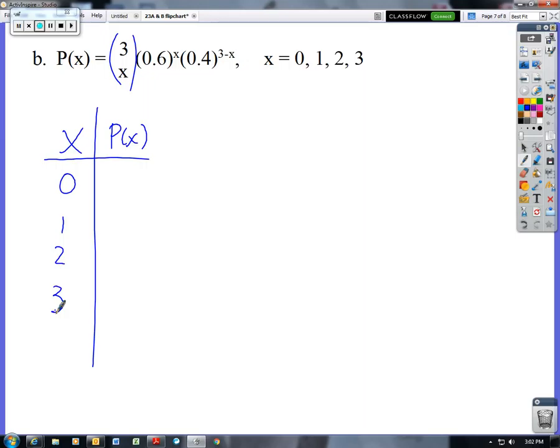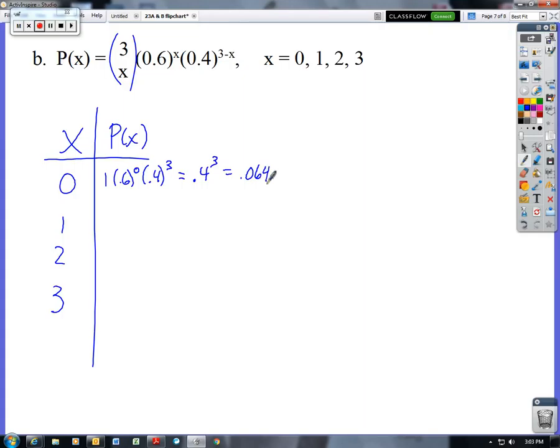Thankfully, a lot of these I can do in my head. So this is 3 choose 0. There's only one way to choose 0 things out of 3. So that's 1 times 0.6 to the 0 times 0.4 to the third. And that's going to be 1, so it's going to be 0.4 to the third. And that ends up being 0.064.